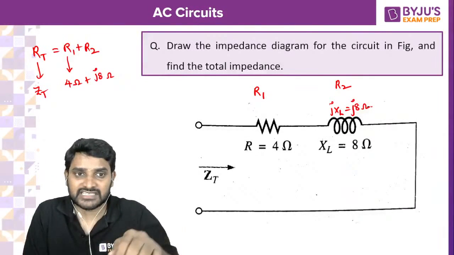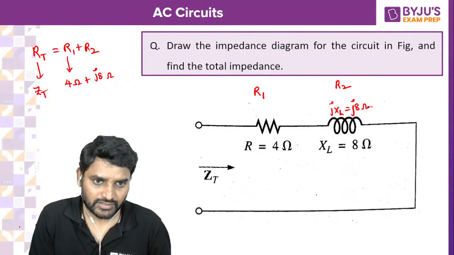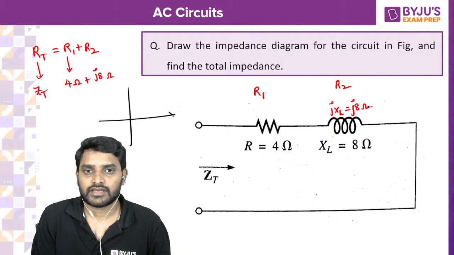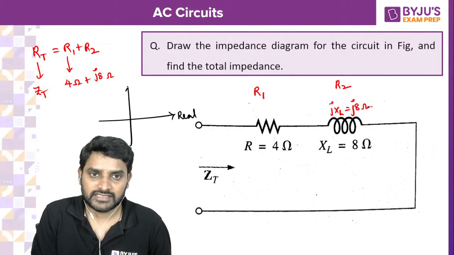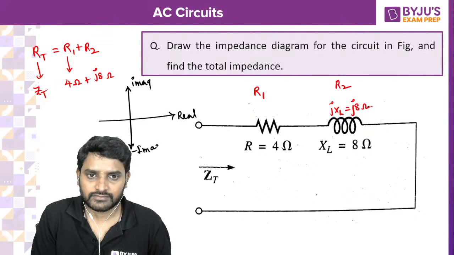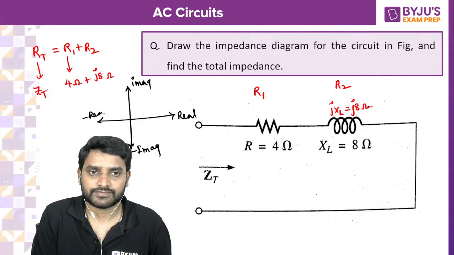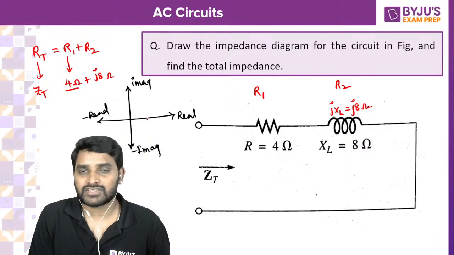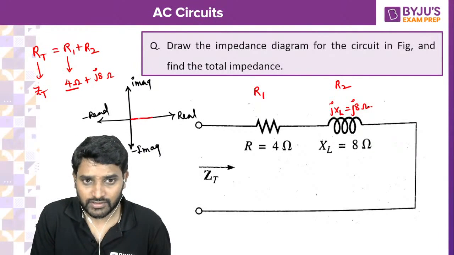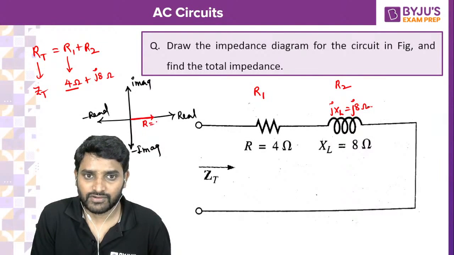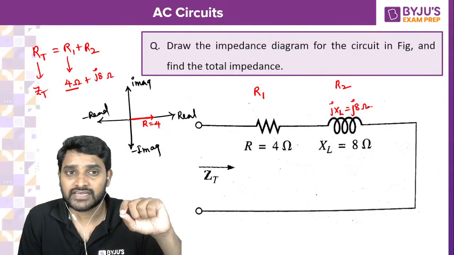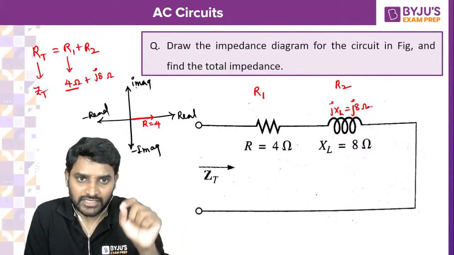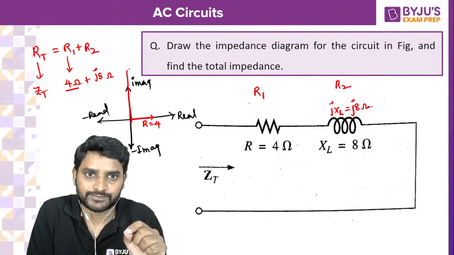How do we draw the impedance diagram? This is a real term and this is an imaginary term, and here is the negative imaginary term and of course the negative real term. So I have got 4 on the real axis. This is my resistance of 4. And the inductive reactance is of 8, so that is j8 ohms.